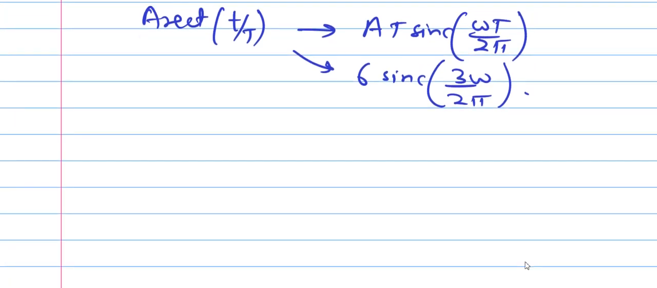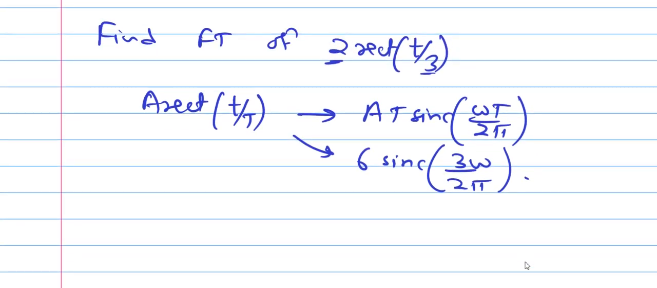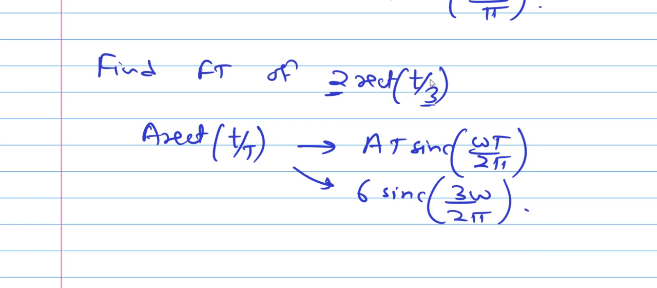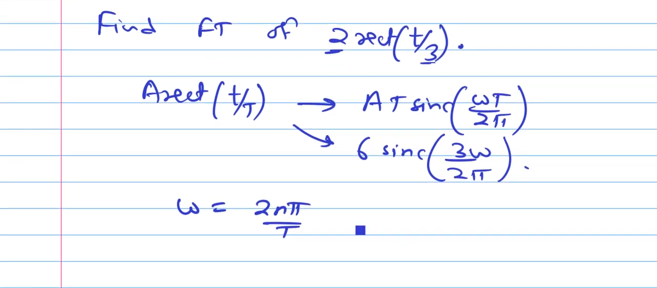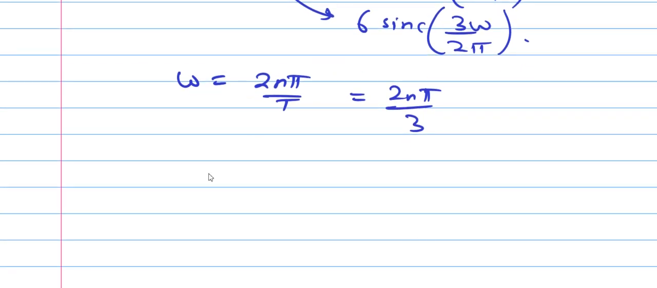Now, if I continue this question, at what frequency is this Fourier transform 0? What we have to do is omega equals 2n pi upon capital T. Capital T is 3, so 2n pi upon 3. Put n equal to 1, and we will get the first value of omega as 2 pi by 3. Put n equal to 2.